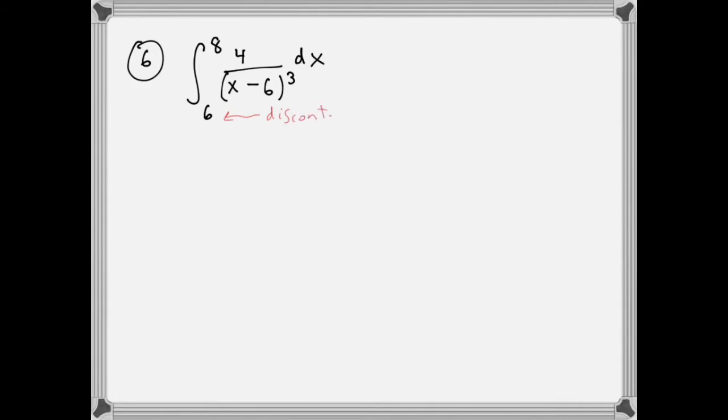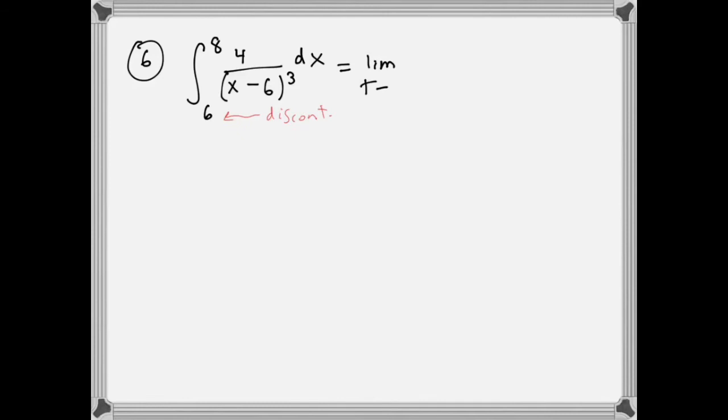Okay, so number 6. We're going to do the integral from 6 to 8 of 4 over x minus 6 cubed dx. Okay, pay close attention, and you'll notice that there is a discontinuity, right? Think about it. Where does this function not exist or is undefined? It's undefined here, so it's actually discontinuous at 6, right? Because if you plug in 6, you divide by 0. So we write it this way.